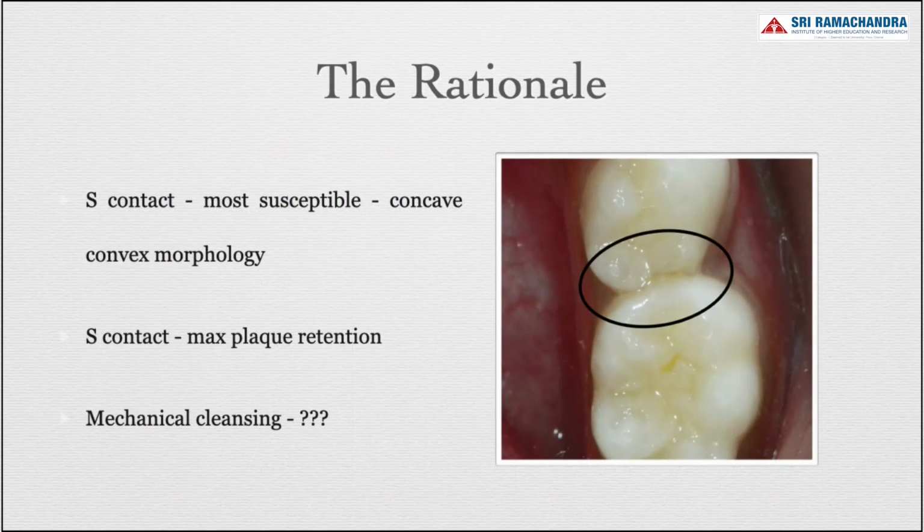So the rationale for this is quite logical. As you can see in the picture, the S contact has a concave morphology followed by a convex one, which obviously would retain a lot of plaque. And the bristles, with our regular toothbrushing methods for mechanical cleansing, are quite questionable in these areas.